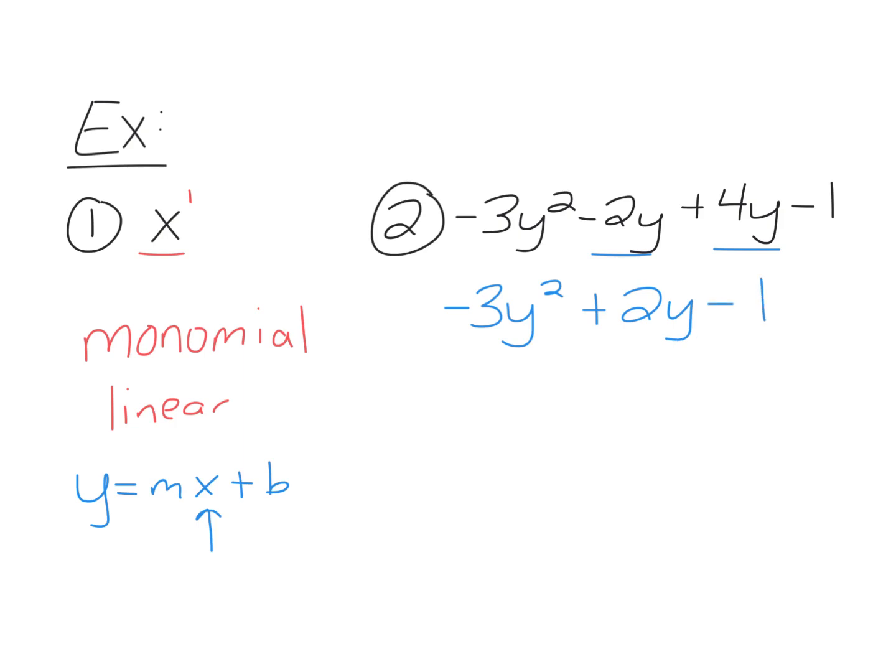Now, is it a monomial, binomial, or trinomial? Trinomial. And now we have to name it. What do we name it? What's its highest degree? 2. So what do we name it if it's 2? Quadratic, yep.